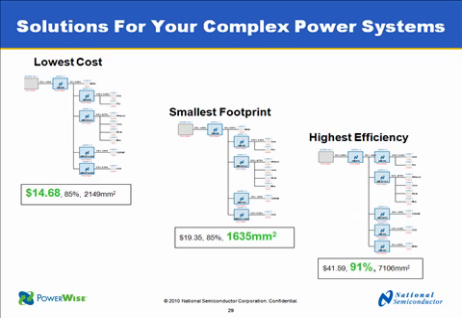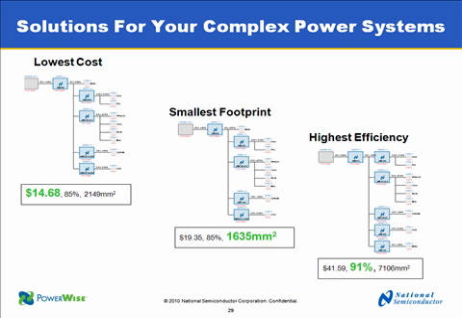Okay, for our example here, let's see what we came up with. The lowest cost was $14.68. The smallest footprint was 1,635 square millimeters, but our cost went up to $19. And those are both in the 85% efficiency range.